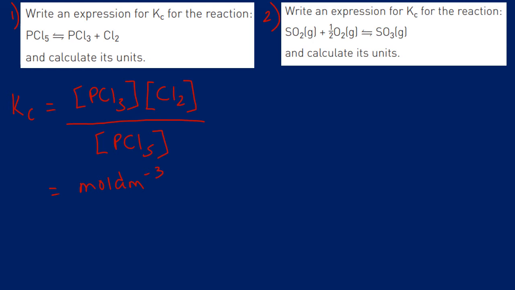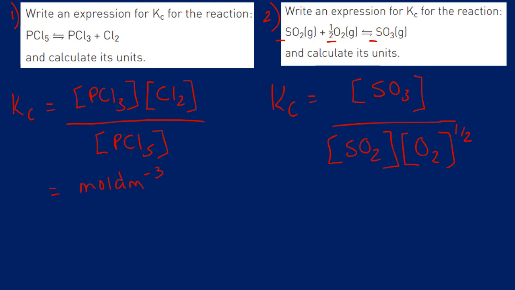The second one then, number 2, the expression for Kc this time is the concentration of SO3 to the power of 1 divided by the concentration of SO2 to the power of 1 multiplied by the concentration of O2. This time it's to the power of a half. I'm just literally using the stoichiometry in the equation. So that's my expression for Kc.